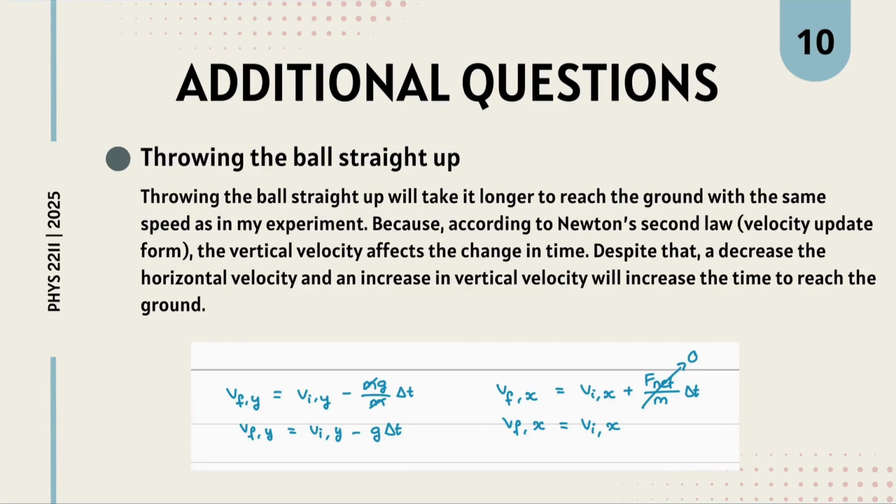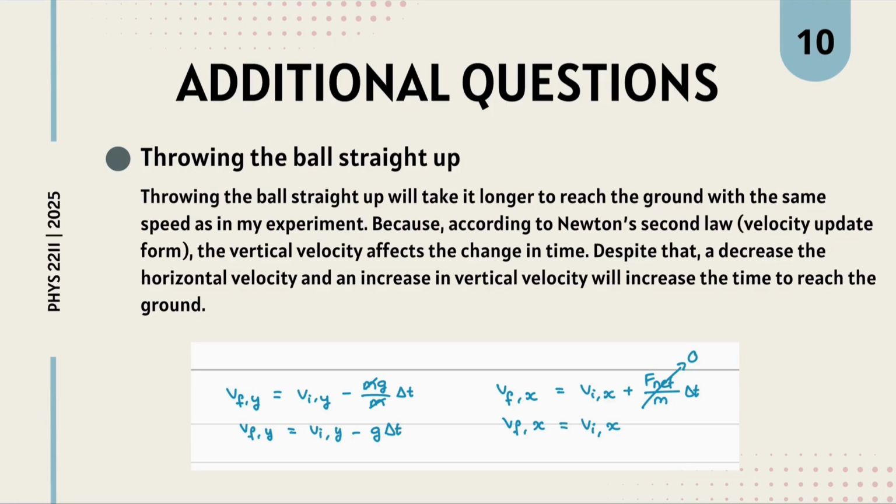What if I throw the ball straight up? As a result, it's going to take the ball longer to reach the ground with the same speed as in my experiment, because according to Newton's second law, in the velocity update formula, the vertical velocity will be affected by the change in time. As we can see here, the y component of F-net is minus mg, so the m cancels out, leaving negative g times delta t. Meanwhile, for the horizontal velocity, the x component of F-net is equal to 0, so it cancels out this whole term, leaving the velocity constant and not affected by the change in time.